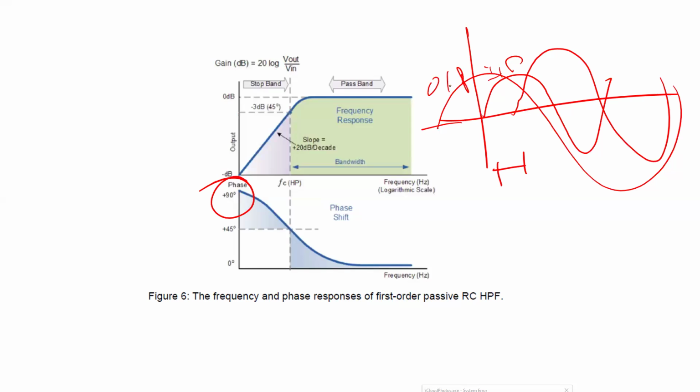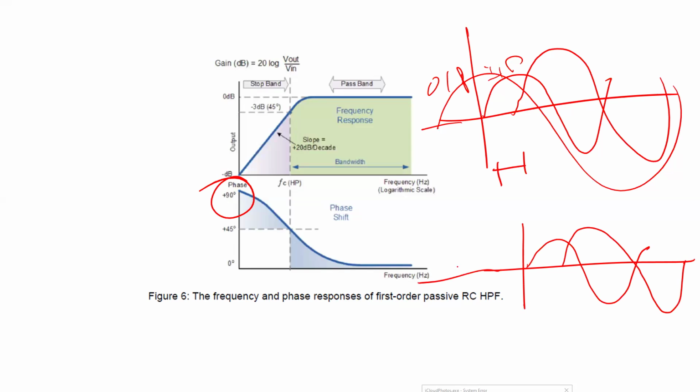So to make it very simple, that's what you see in this lab. In the case of a low pass filter, you will see that if the input goes this way, the output is always lagging. But in the case of a high pass filter, you will see the output is leading. That's why it's positive here.